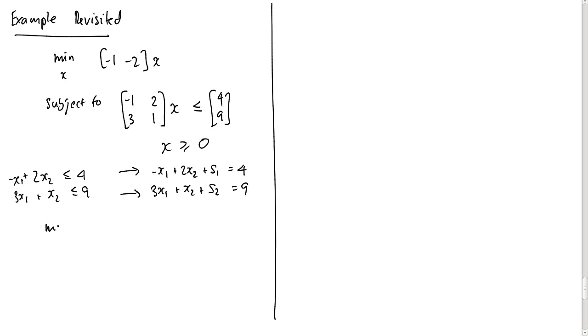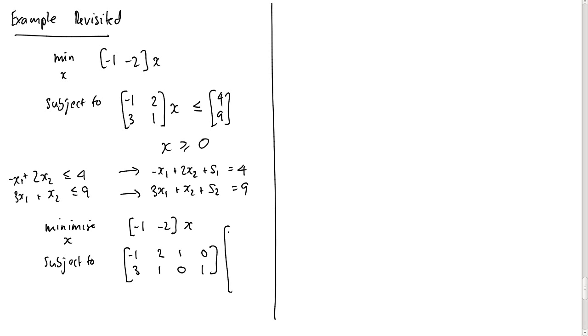So we now have minimize over x c transpose x, same as before, subject to negative 1, 2, 1, 0. So it's tacking on the identity like I did just before. My variables are now x1, x2, s1 and s2 equals 4, 9. Actually, a tiny mistake there. My x's got bigger, so I just need to add in a couple of extra entries into my c transpose. Okay, and x is greater than or equal to 0.